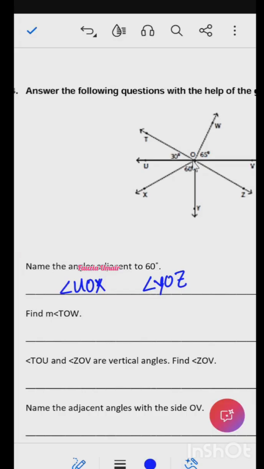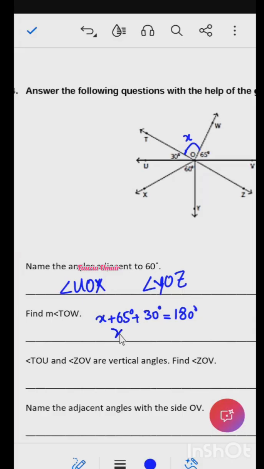So this is TOW, this angle. Yes, ma'am. So how can we find angle TOW? We can choose angle on a straight line. Very good. So we can say this is angle on a straight line. I am calling this X, for example. So I know that X plus 65 plus 30 should be equal to 180 degrees, right?